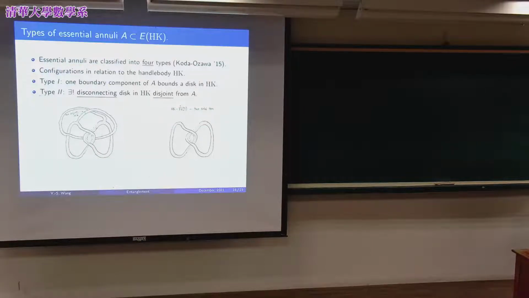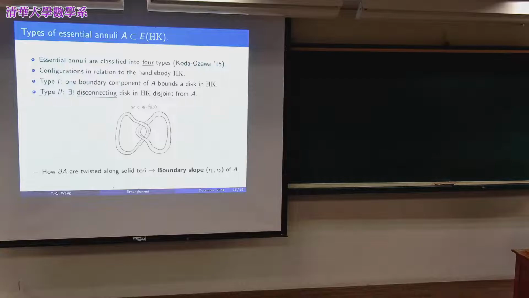Of course, we have type 3 and type 4, and they can be described similarly, but I'm not going into detail for these two types. But for a type 2 annulus, let's have a closer look. If you just consider the boundary of the annulus, you see there are two curves on the solid torus, and they are twisted along the solid torus.